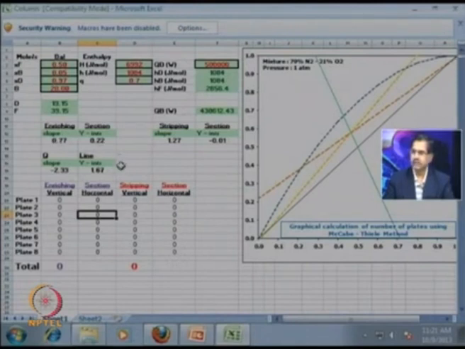Also, for this, the y-intercept is 0.22 for the enriching line. So, the other point is 0.22, and when I join these 2 points, I get the operating line for the enriching section. So, this is my operating line for the enriching section as shown in this graph. Now, let us see the operating line for the stripping section.